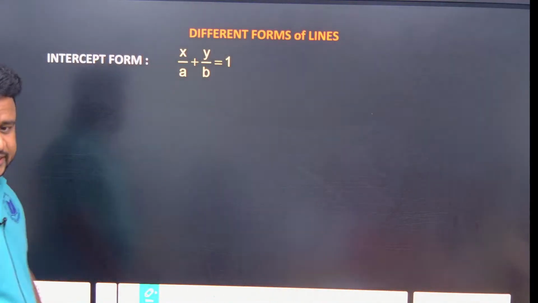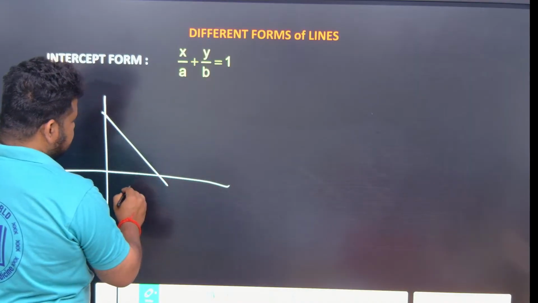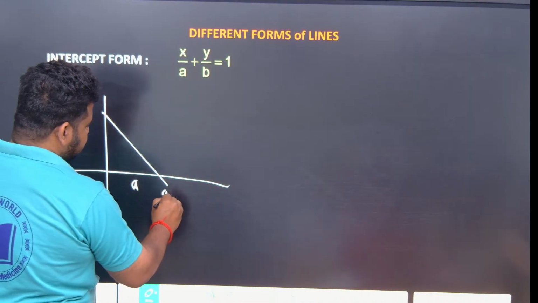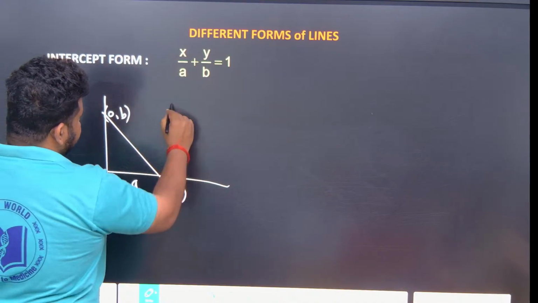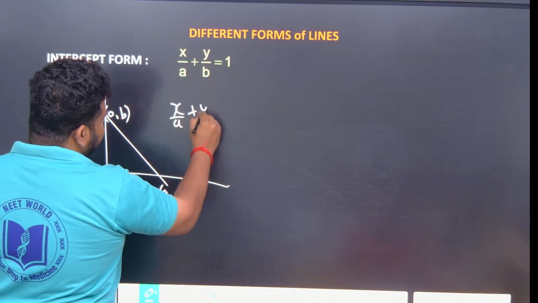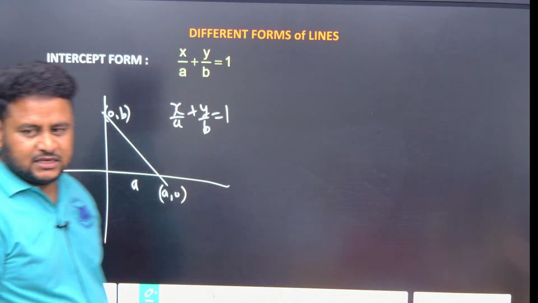Intercept form is very important. If this is a straight line with the points a comma 0 and 0 comma b, it is given by x by a plus y by b is equal to 1.